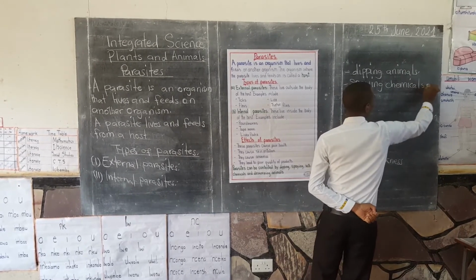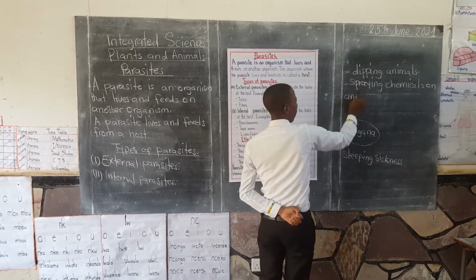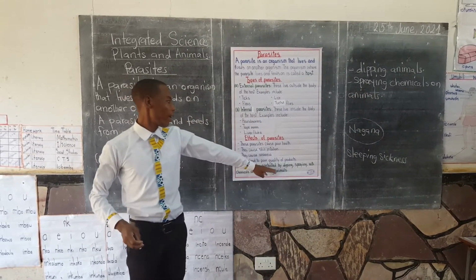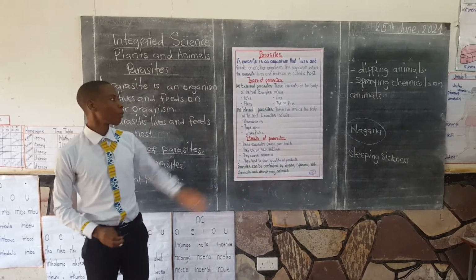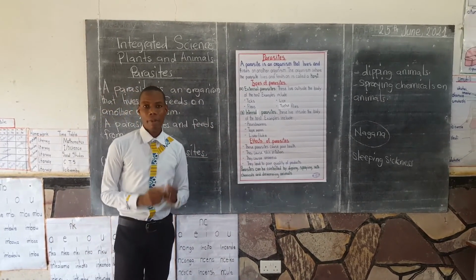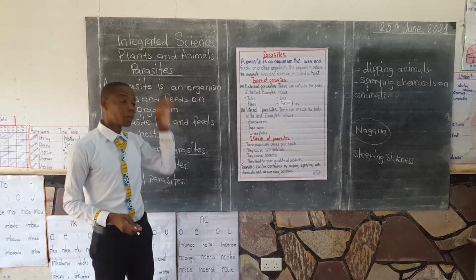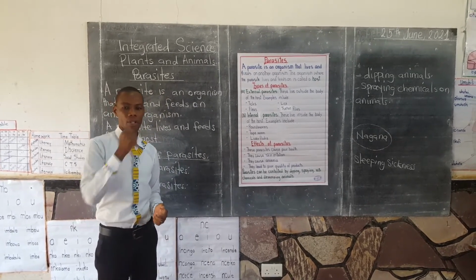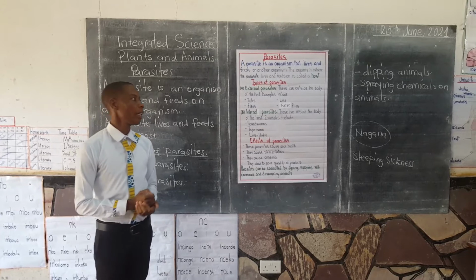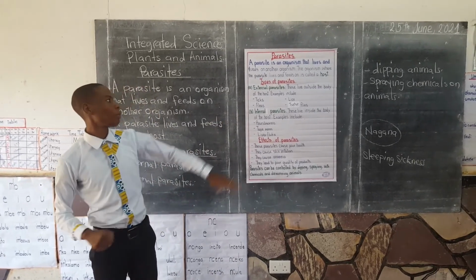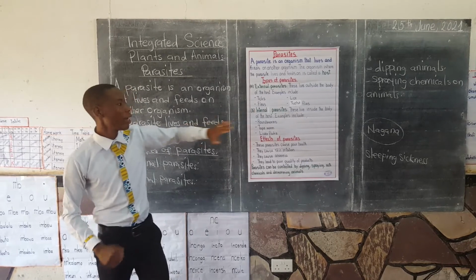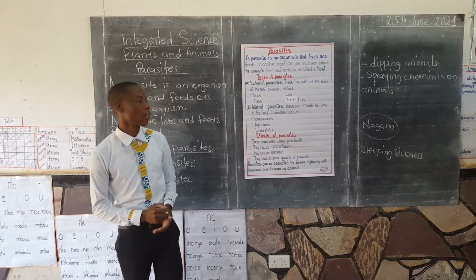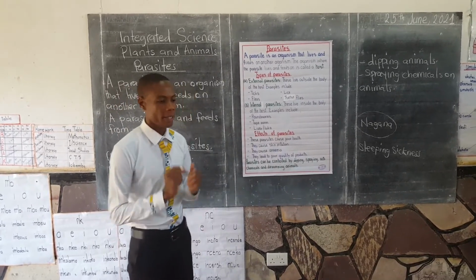Spraying chemicals on animals. Spraying chemicals on animals is the control measure for external parasites. You prepare a solution of water as well as chemicals. Then you do a random spray of these chemicals on animals. This is going to help to control ticks, fleas, lice, and flies. So spraying chemicals on animals is a control measure for external parasites.